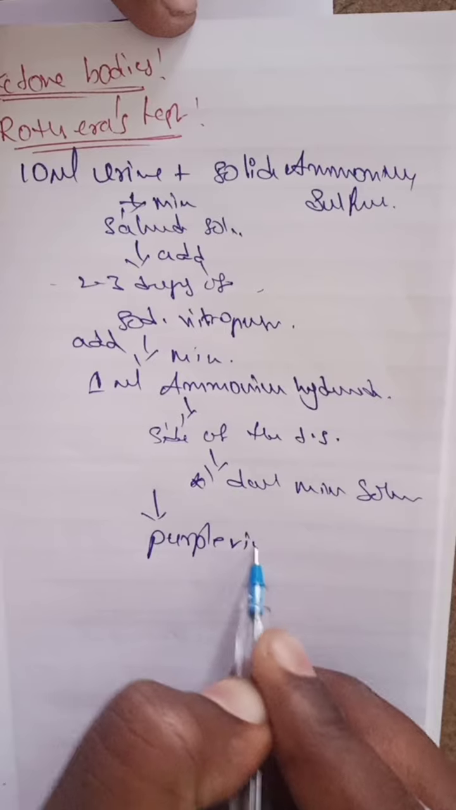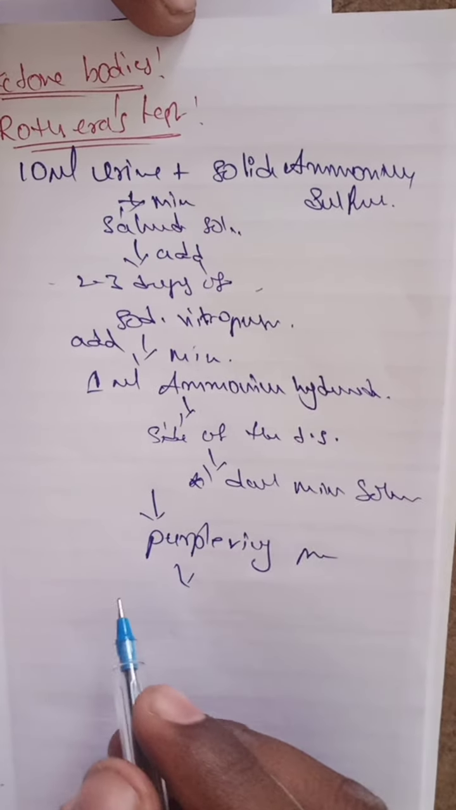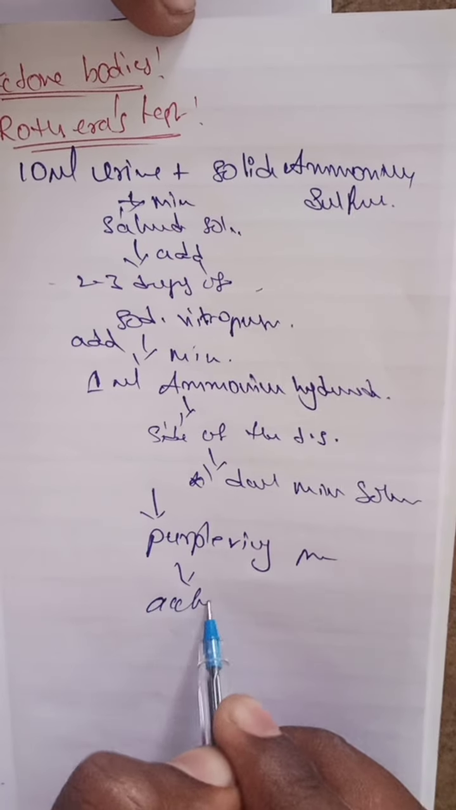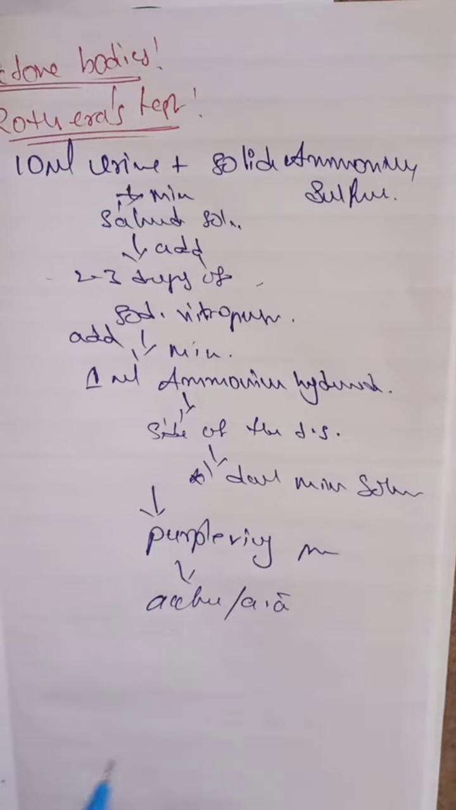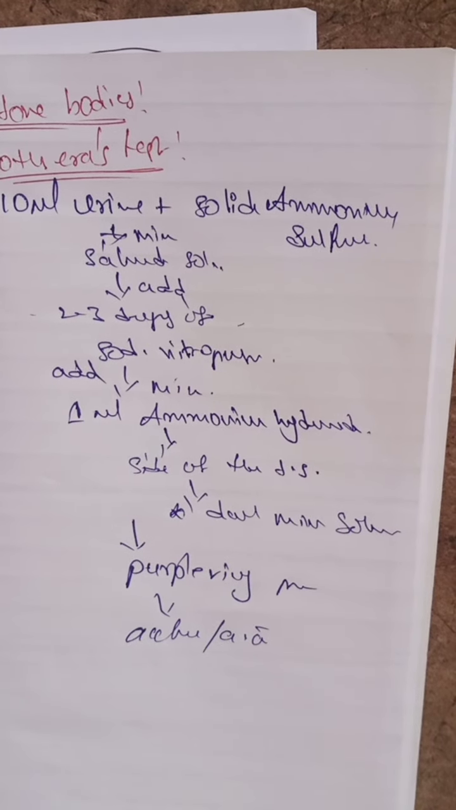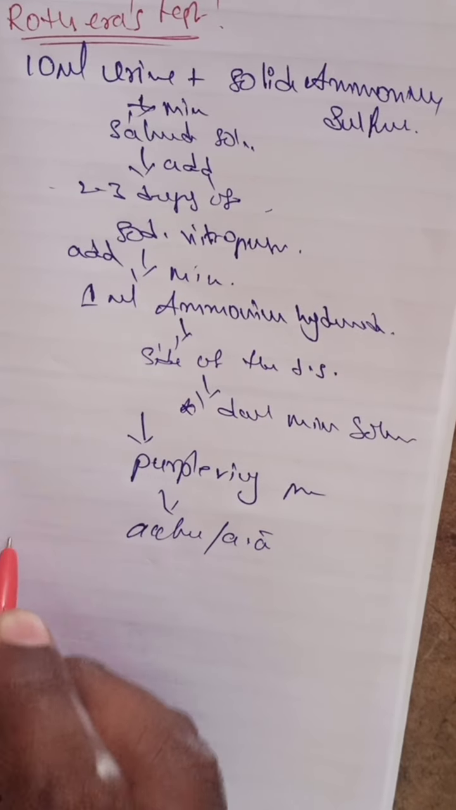The purple ring indicates the presence of acetone and acetoacetic acid. Both are ketone bodies present in the given sample. This is about Rothera's test, and the next one is Hay's test.